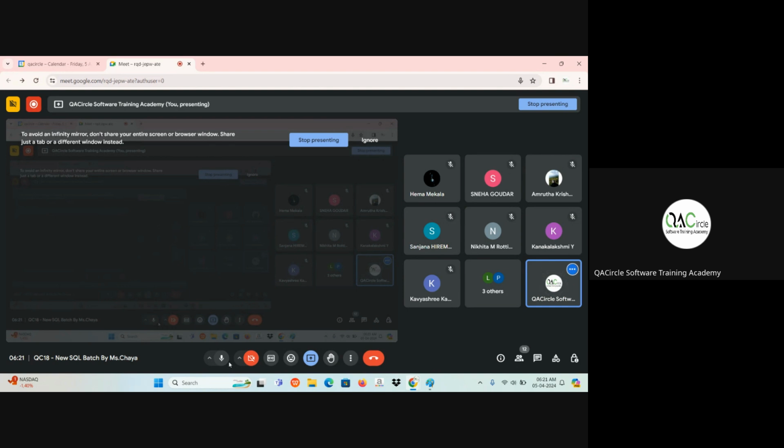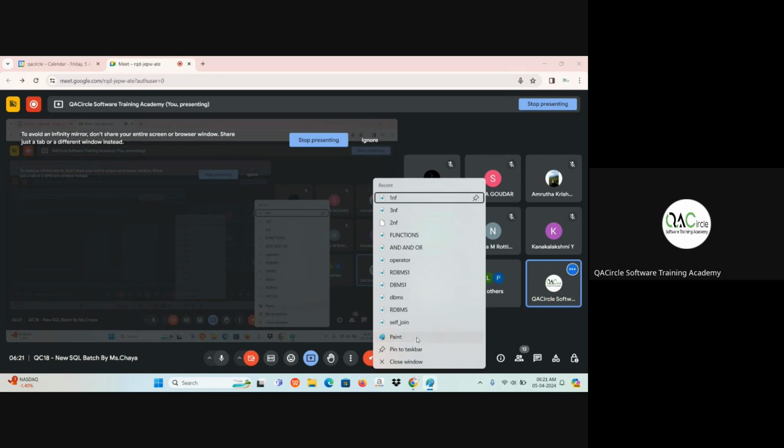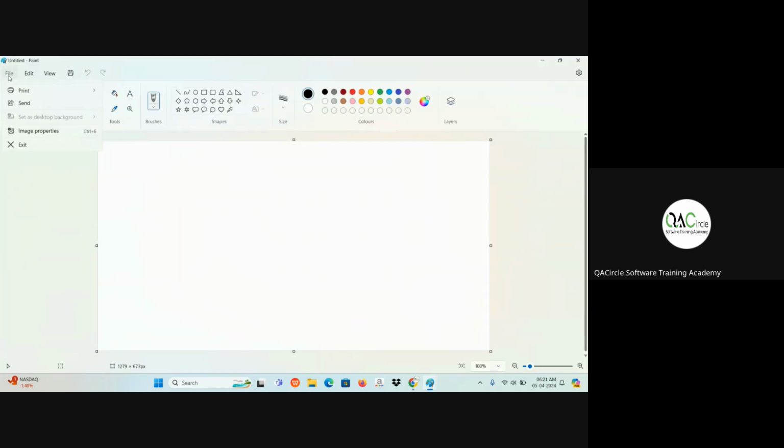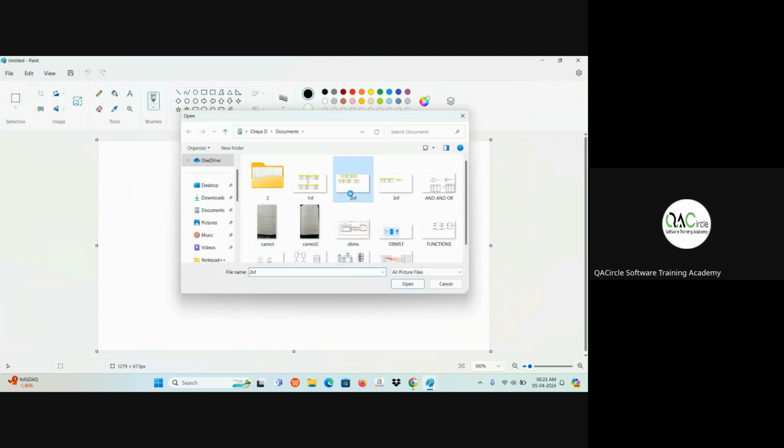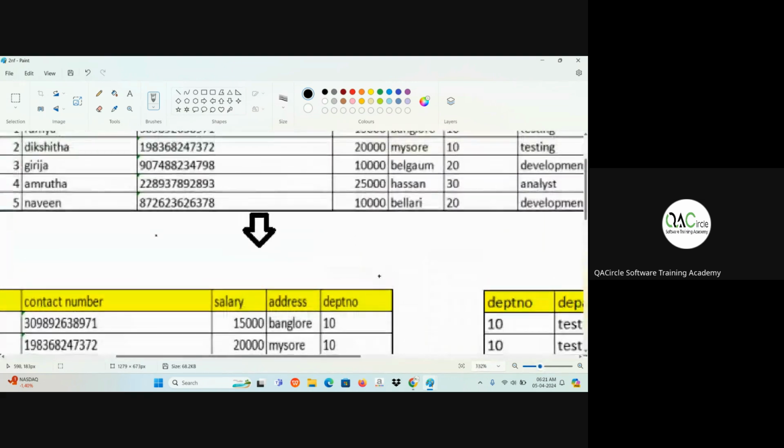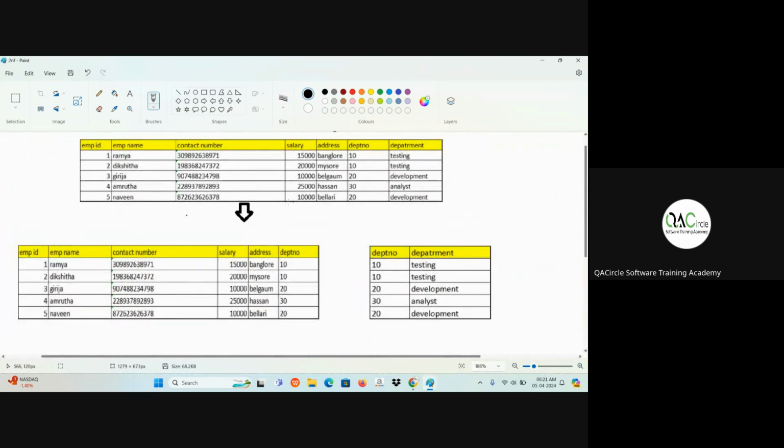Next, take down the screenshot of these tables. This is for second normal form.